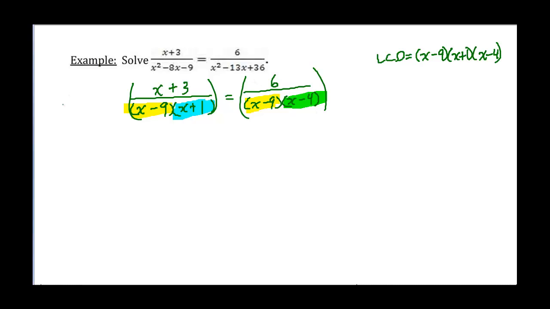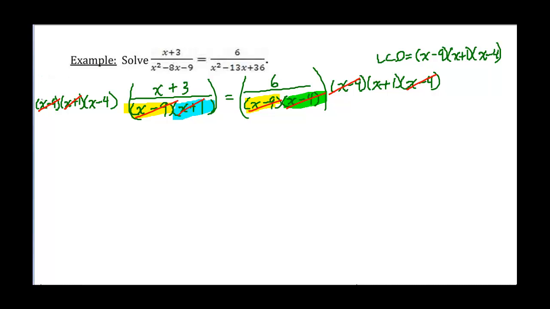And so I'm going to do that. (x − 9) times (x + 1) times (x − 4), on both sides, right? We have to do it on both sides to keep our equation balanced. When we do that, some nice things are going to happen. Here, the x minus 9 and the x plus 1 are going to cancel. And on my right-hand side, the x minus 9 and the x minus 4 are going to cancel.